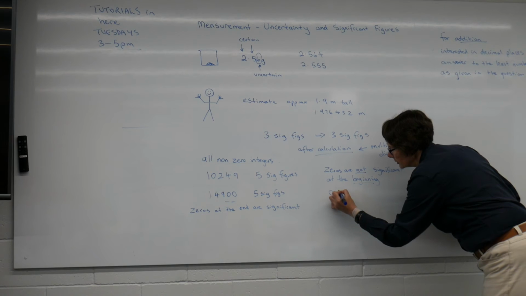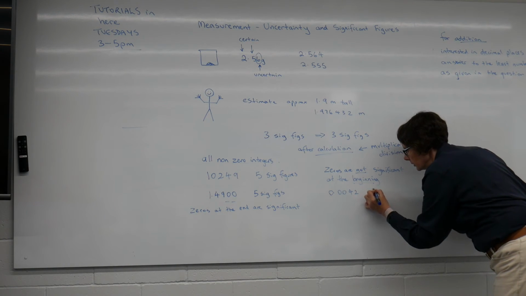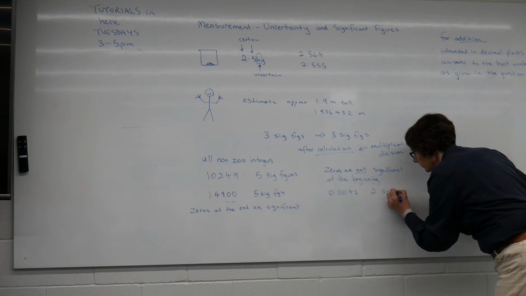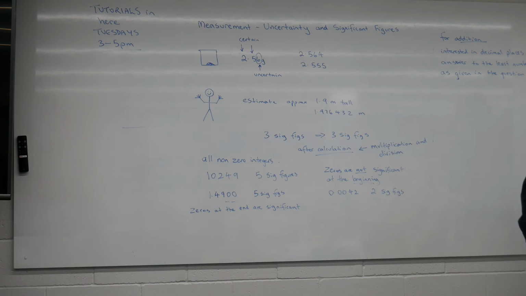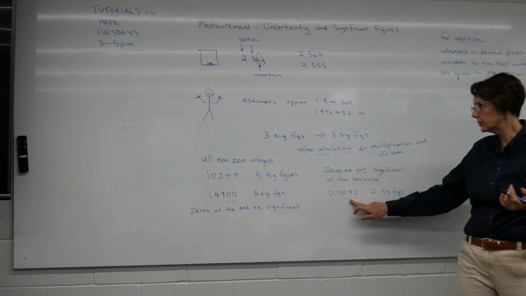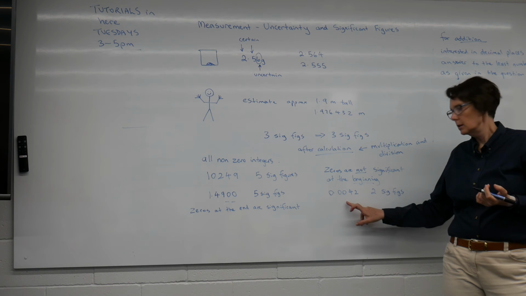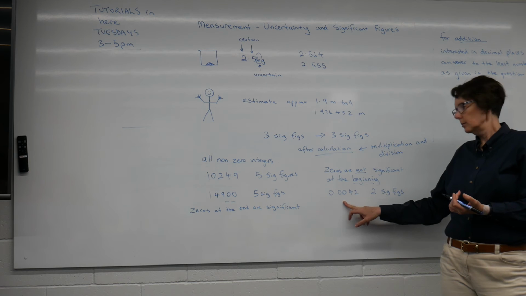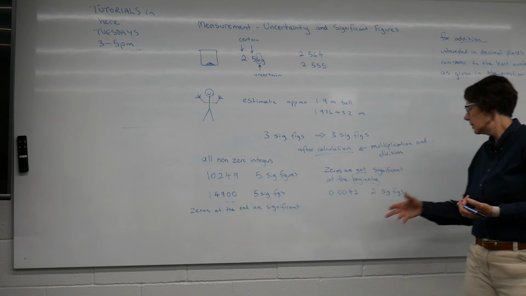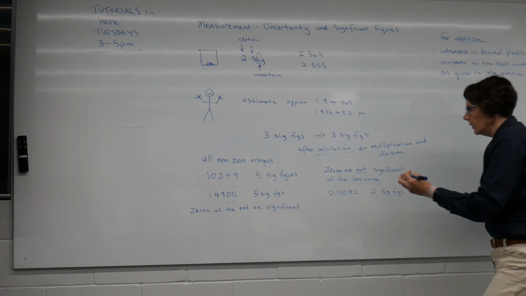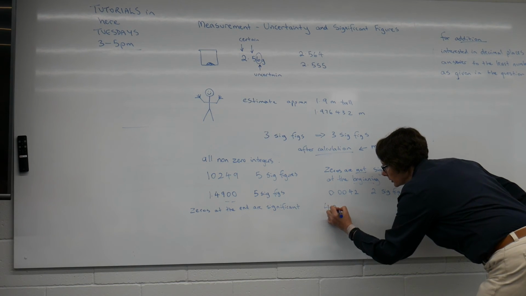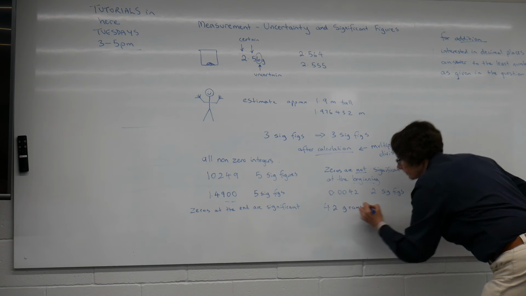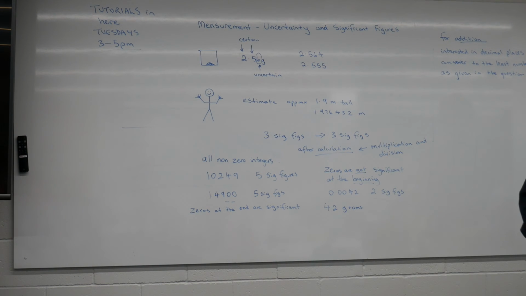Okay, so 0.0042 has 2 sig figs. All those zeros before the first non-zero integer are not significant. And there's a good reason for that. Because if I just say I have 42 grams, and I've measured that, I've measured out 42 grams.